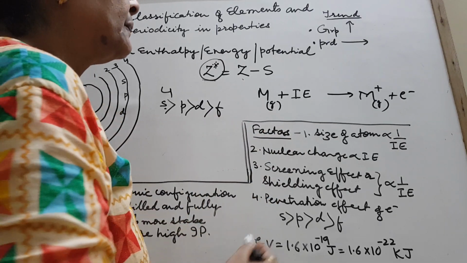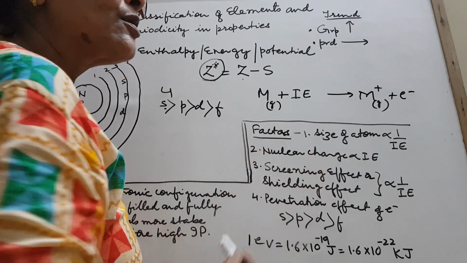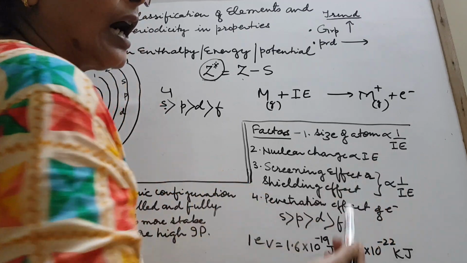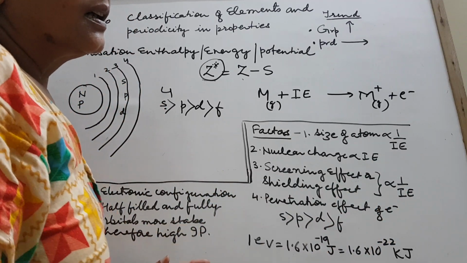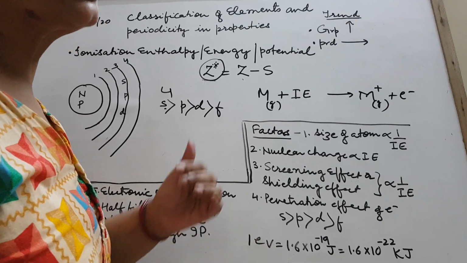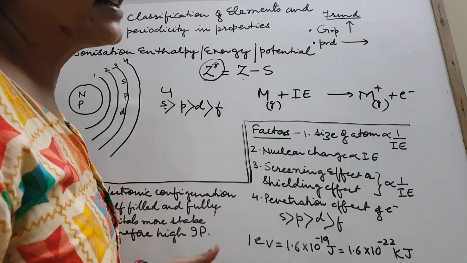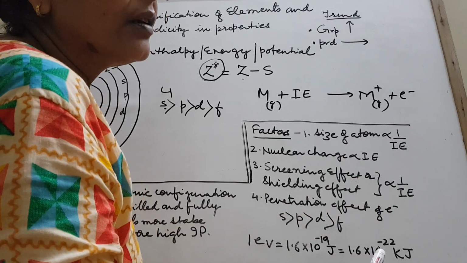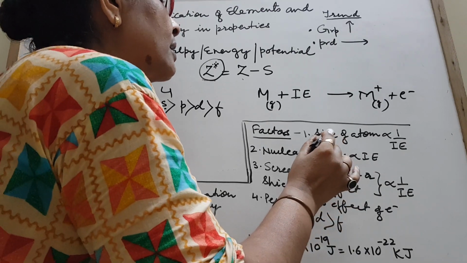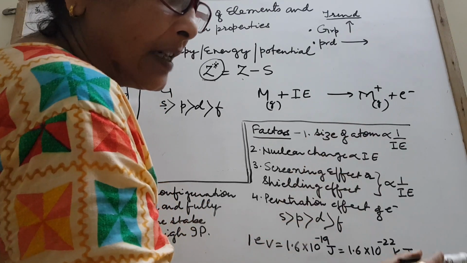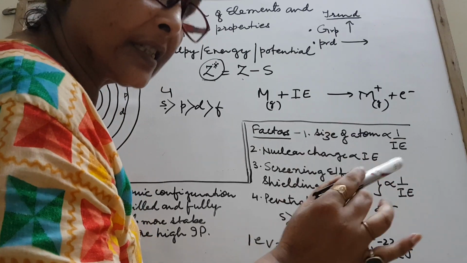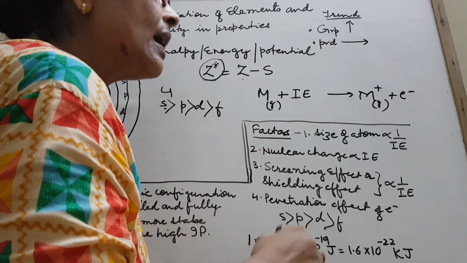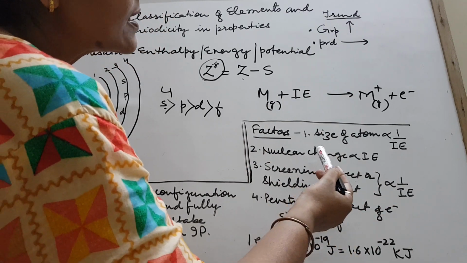First factor is size of an atom. It is inversely proportional to size. How? Bigger size, effective force of attraction of the nucleus on the valence electrons will be lesser, hence they can be easily pulled out and we require lesser energy, hence IE will be lower. So size of an atom, it is inversely proportional, and this was taught to you even in class 10, so you know it from there. So bigger the size, lower the value, smaller the size, higher the value. So it is simply inversely proportional.